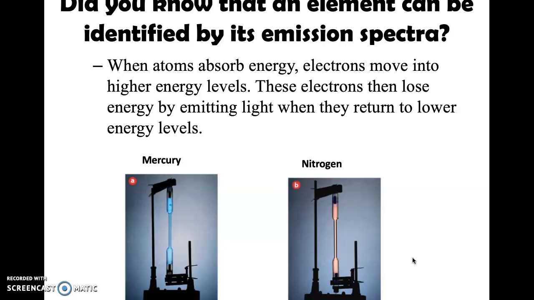So that light, the blue that you see here with the mercury, the pink that you see over here with the nitrogen, means that they are actually losing energy. And so they're going to be returning to lower energy levels. And so that's important. Valence electrons are what cause all of this to occur.